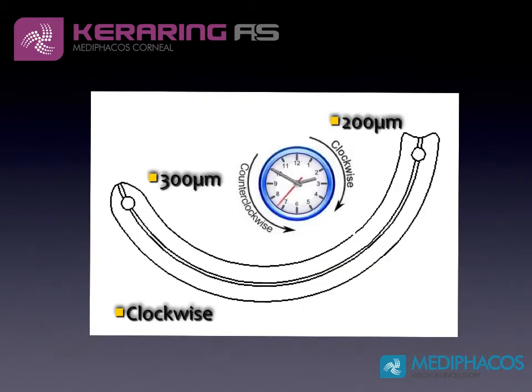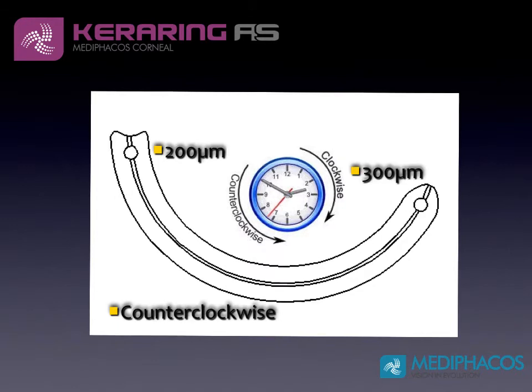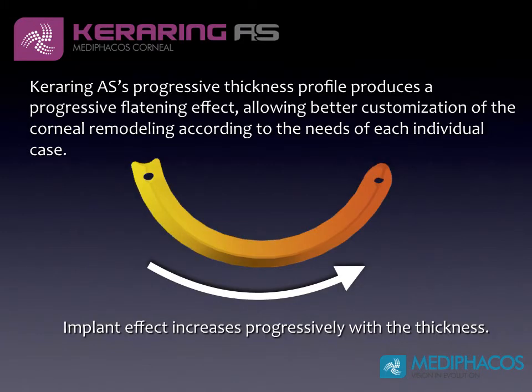For example, this is a Keraring AS whose thickness is varying from 200 to 300 microns in a clockwise direction. Conversely, this is also a 200 to 300 thickness Keraring AS, but in which the increase of thickness takes place in the counterclockwise direction. The Keraring AS progressive thickness profile produces a progressive flattening effect, so it allows better customization of the corneal remodeling according to the needs of each individual case. So the implant effect increases progressively with the implant thickness.